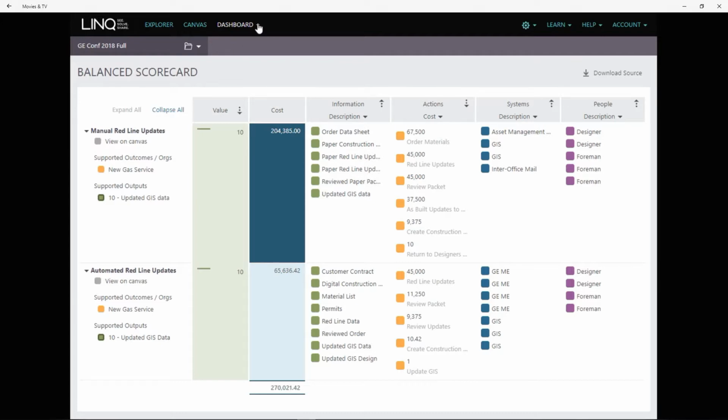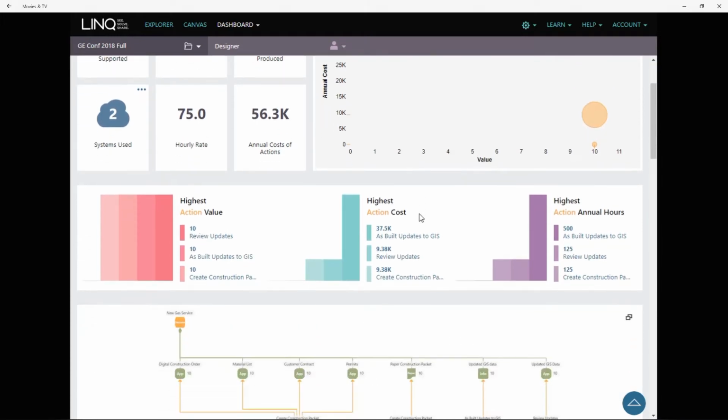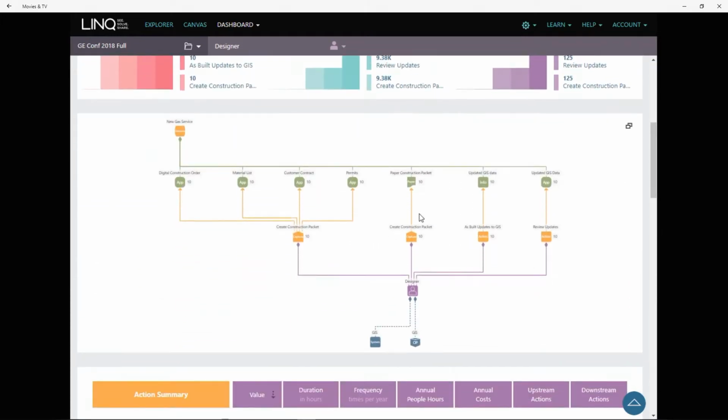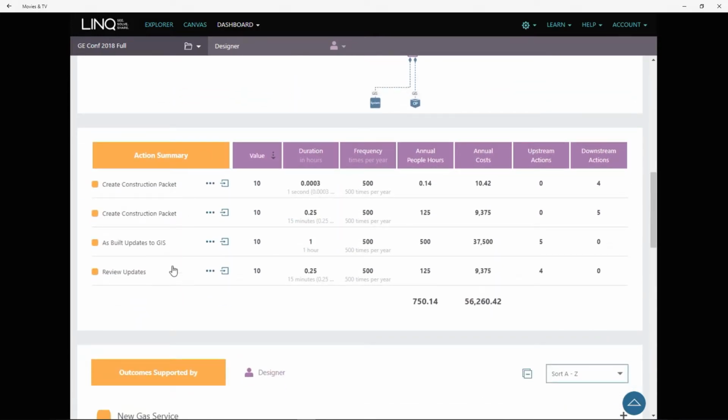And now we can go and actually take a look at this by people. First person we'll look at is a designer. We get an overall summary dashboard here. And then we can go down here to their job description and basically see all the actions they perform and all the information outputs that are a result of those actions. And then we can go down further, look at the action summary once again, and take a look at the cost.